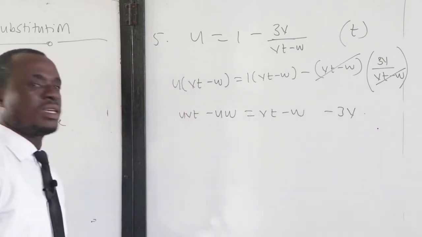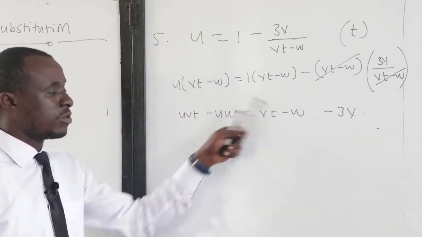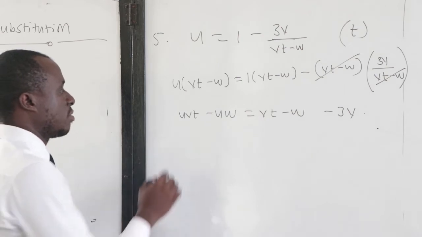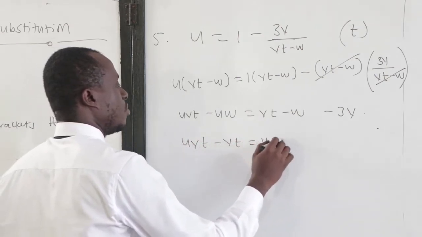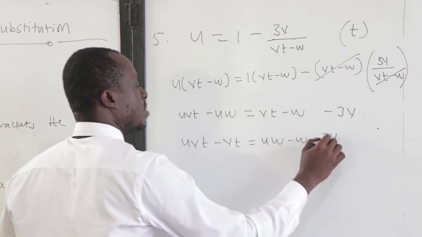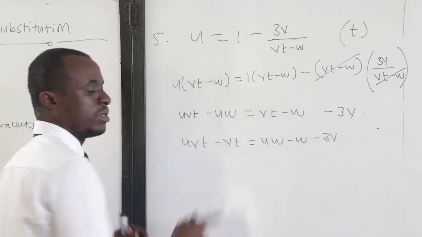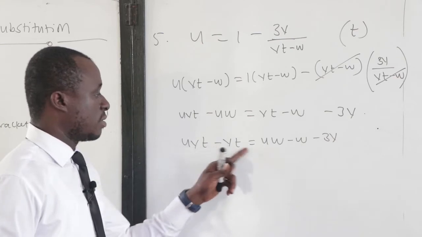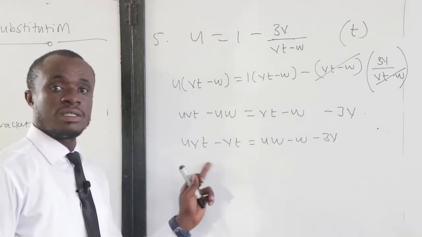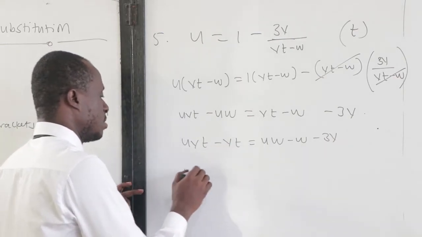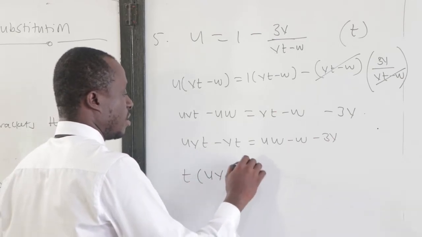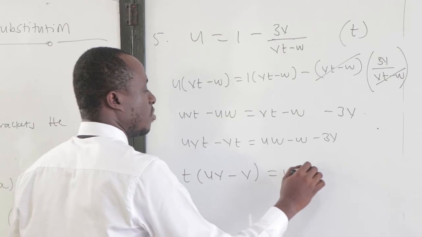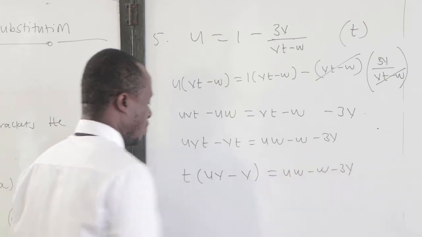We want to make t the subject. There's t here, there's t here. So we have to group like terms. So we have uvt minus vt equal to uw minus w minus 3v. Negative crossing becomes positive. We want to make t the subject, so we factorize t because t is a common factor. t into uv minus v equal to uw minus w minus 3v.